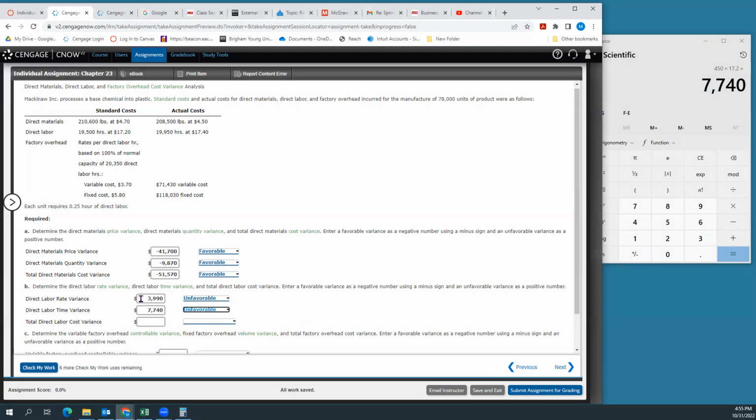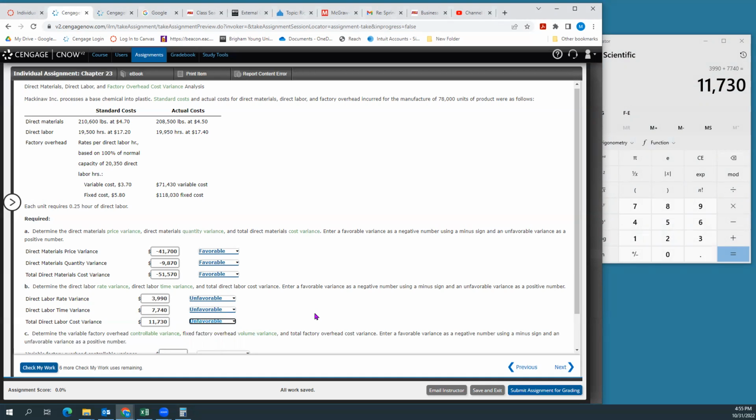So now the sum of our direct labor rate variance and direct labor time variance is going to be our total direct labor cost variance. 3,990 plus 7,740 is $11,730, all unfavorable. So recognize in real life, we'll know how much the variance is. We'll know this job cost us more than we planned.